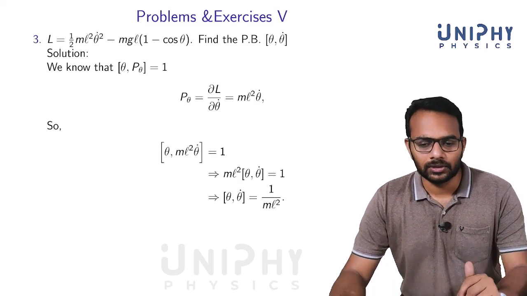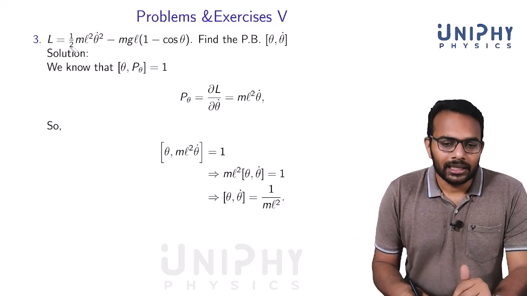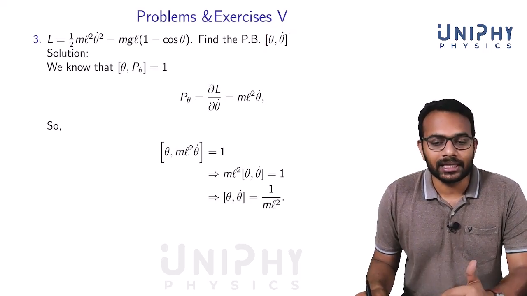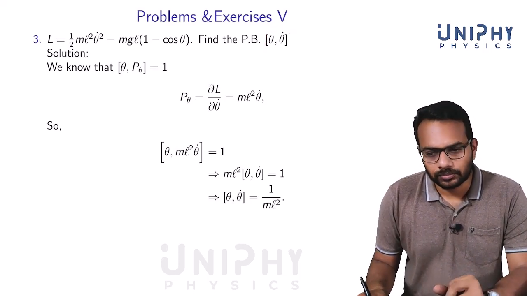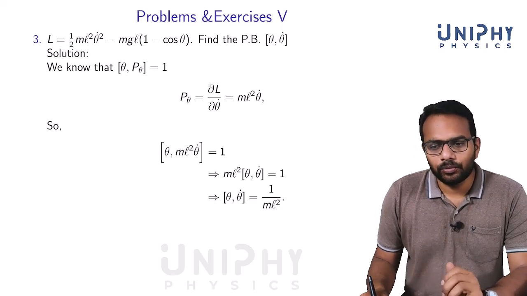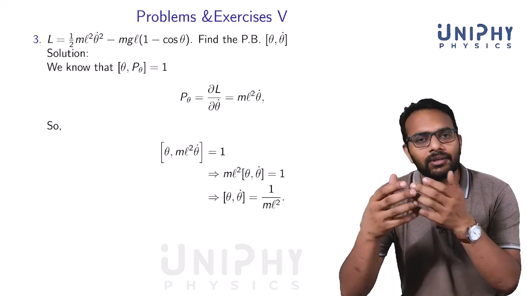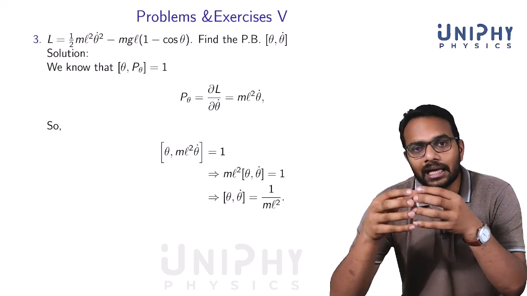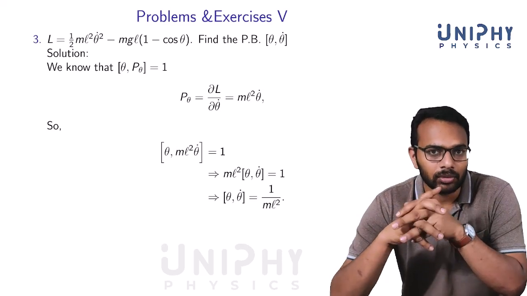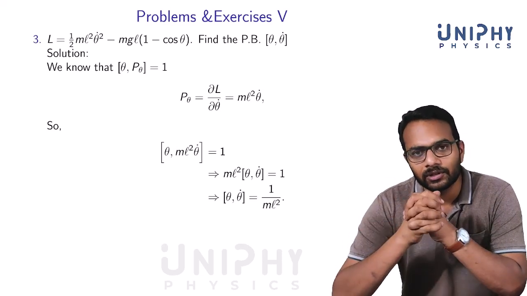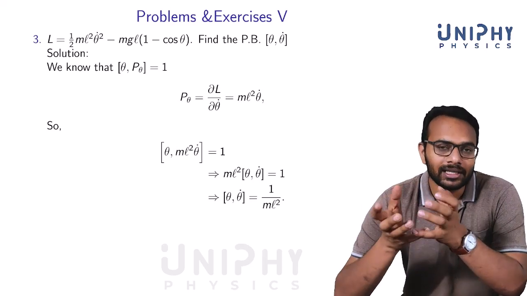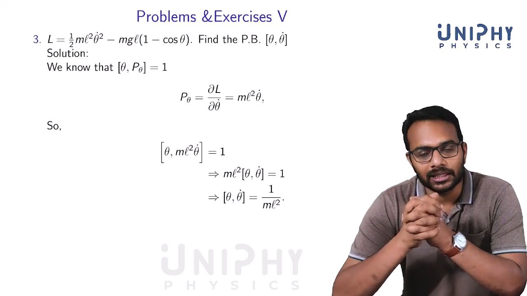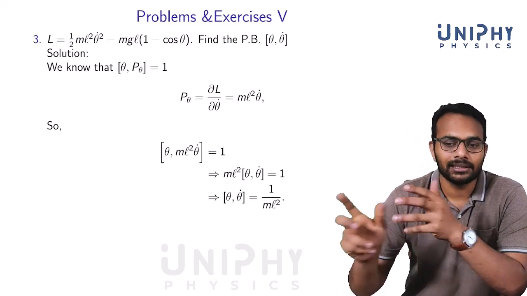Such problems you can do. Here the Lagrangian is given. Find the Poisson bracket theta with theta dot. How do we do this? If you are going to use the fundamental Poisson brackets, we know the fundamental Poisson brackets between the coordinates and the momenta, x with px, etc. But here we have got a theta dot. So we find the conjugate momentum and write this theta dot in terms of p theta. That's the trick that we need to do.